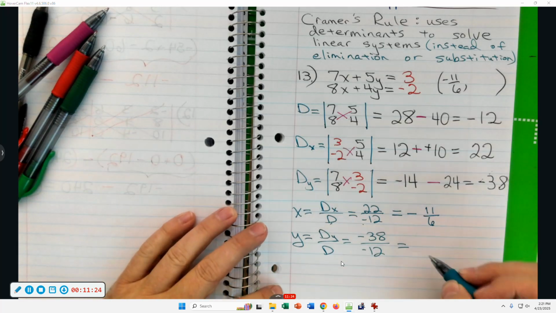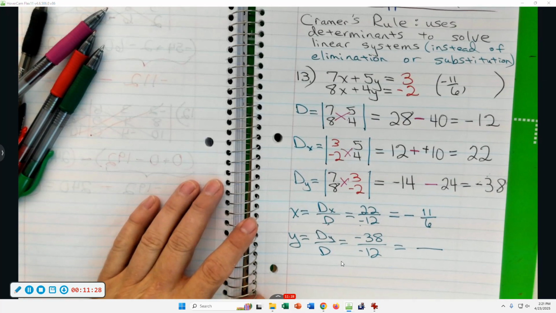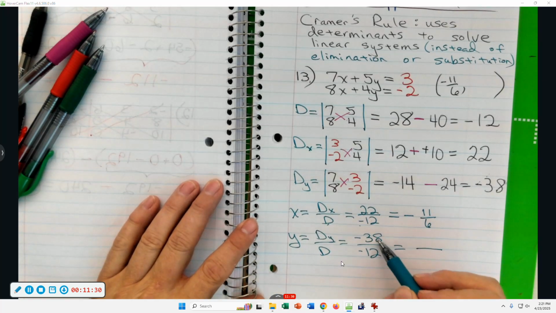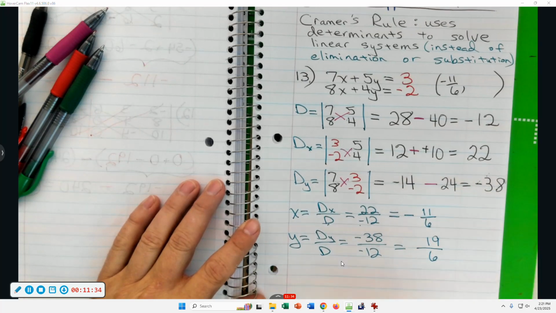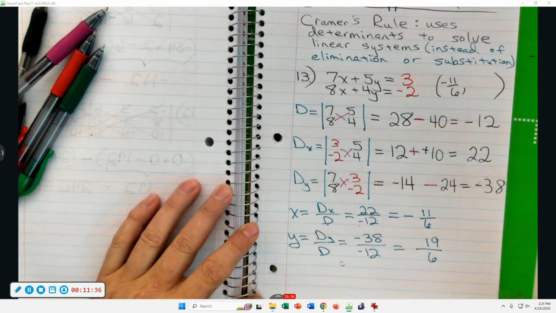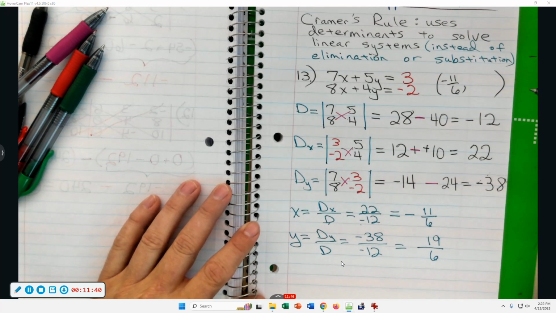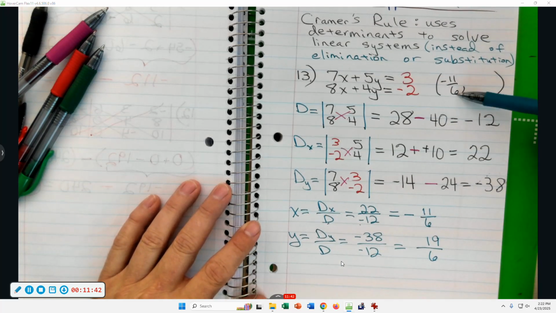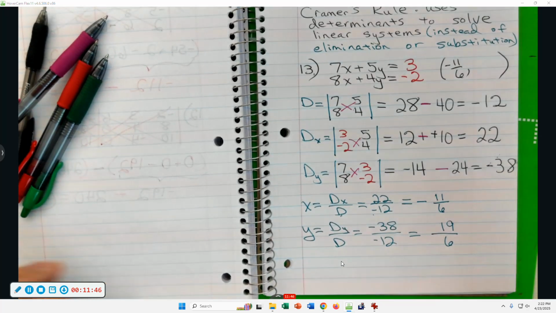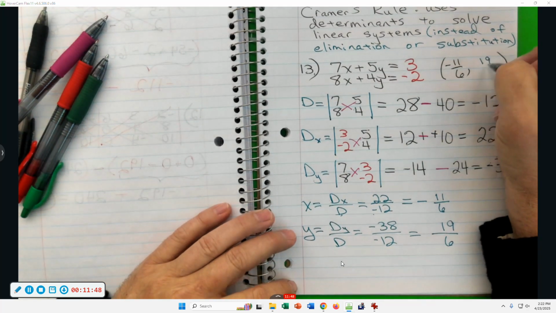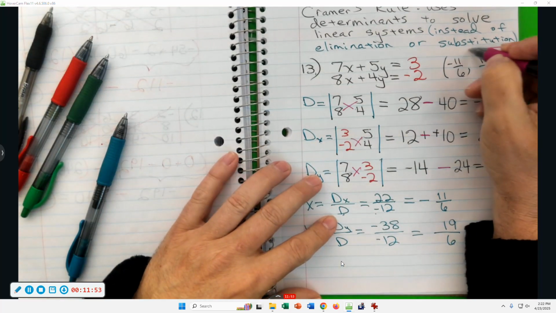Negative divided by negative, that's a positive. Oh, what have we got? We can cancel a 2. 38 divided by 2 is 19, and 12 divided by 2 is 6. So these two lines will intersect at the unique point, negative 11/6 for x and positive 19/6 for y. So pretty neat, don't you think?